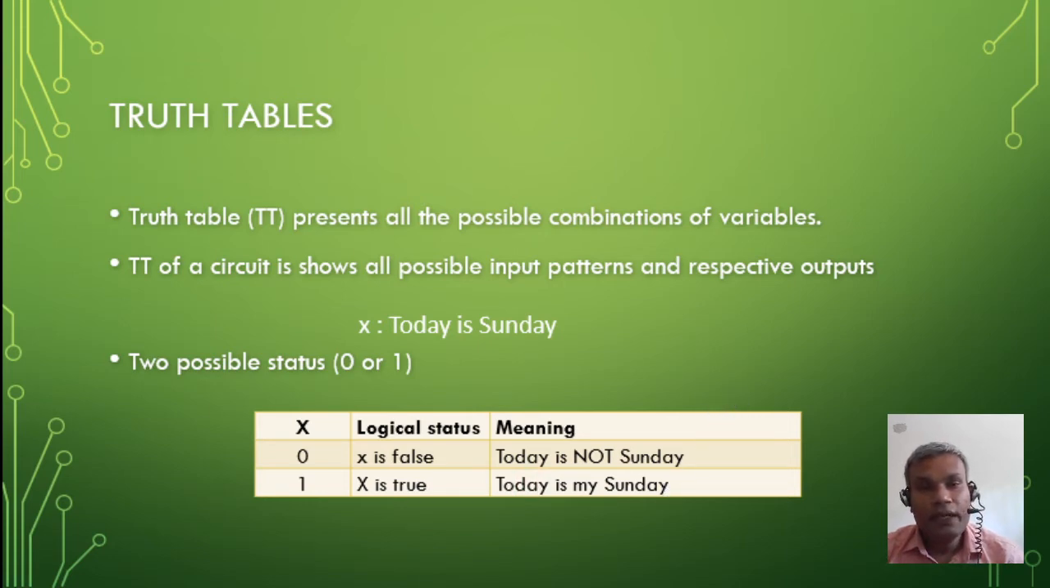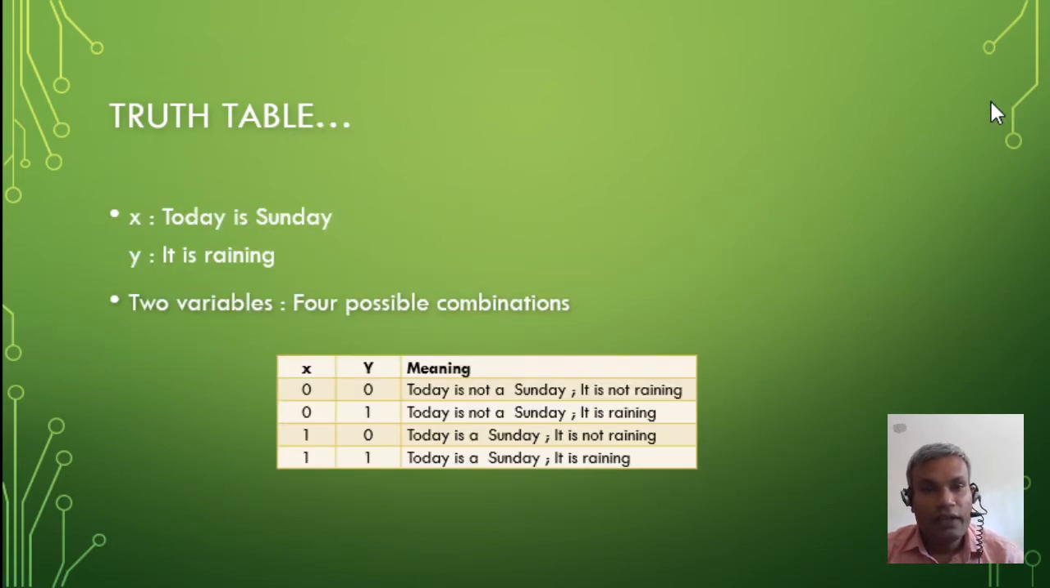We can expand the number of variables to 1, 2, 3 or many. So here's another one. Here we have two statements. Statement X says today is a Sunday and statement Y says it is raining. So there are two variables. That means there are 4 possible combinations.